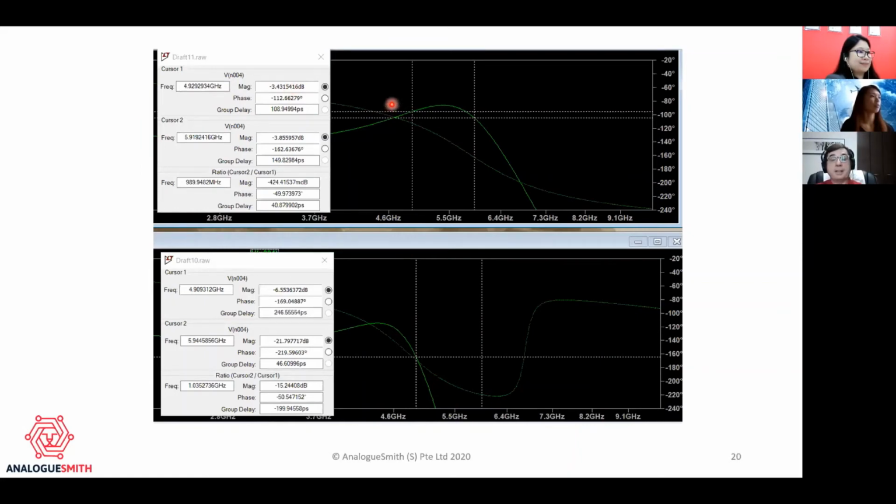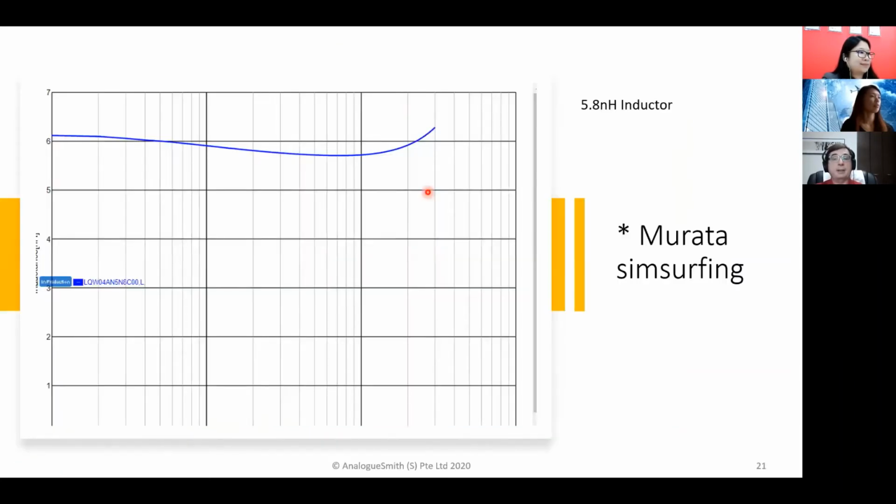So obviously you need to know your components, you need to know what's going on. And here again, Murata helps you. So here's the 5.8 nanohenry inductor. You can actually just take a look at the value of the inductance over frequency on the website.